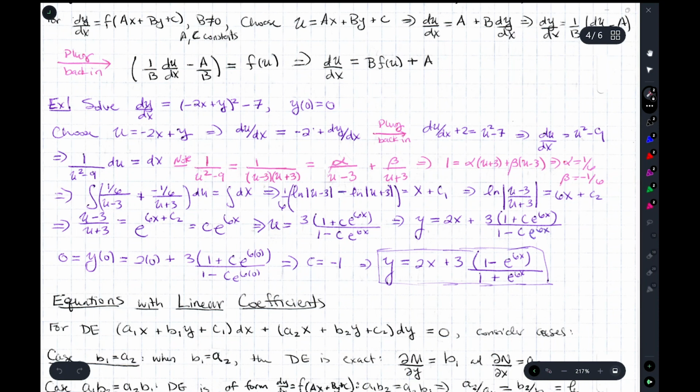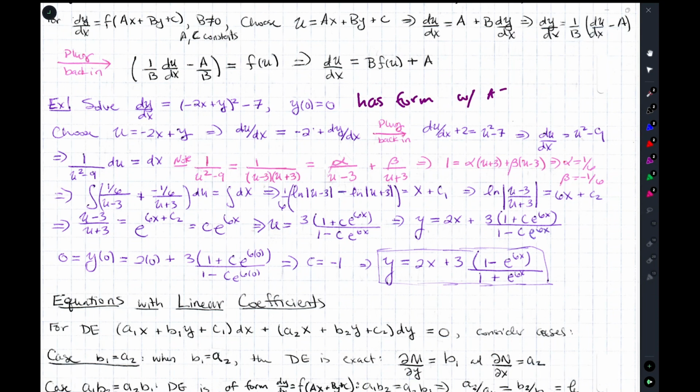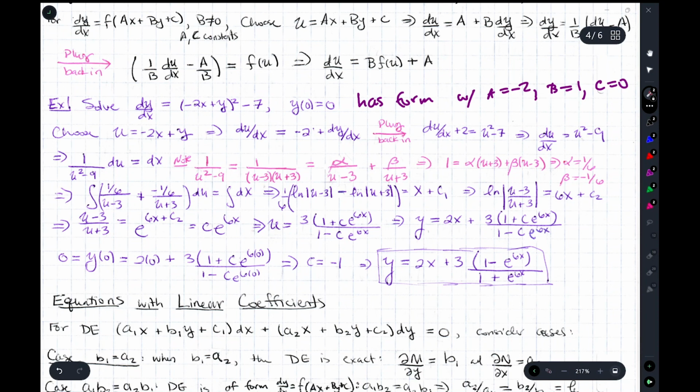So we have this differential equation. We have the initial value problem, y of 0 equals 0, and we want to solve this. Notice that, in normal form, the right-hand side does have the form ax plus by plus c, where a is negative 2, b is equal to 1, and c equals 0. So it does have that form, okay? Otherwise, this would have been complicated to solve in other ways. So this is a pretty good method there. You might have tried other ways, but this is the most straightforward.